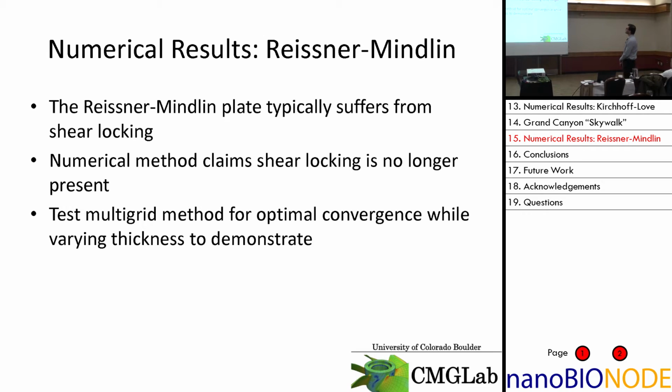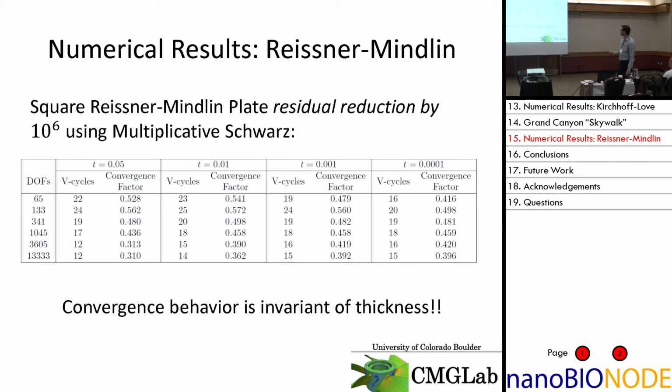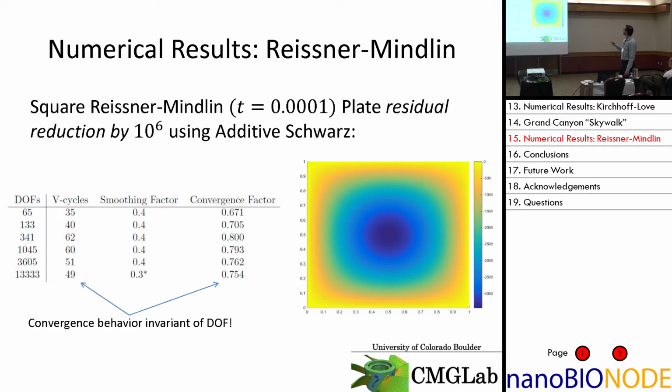So now for Reissner-Mindlin, this is the tricky one because it suffers from shear locking. The numerical method that we presented claims that that's no longer a problem. So we just want to show that as we vary thickness, it converges. Here's a big table. Each one of these sections is thinner and thinner. Right here is a very thin plate, and you can see pretty much across the board we have very consistent convergence factors and number of V cycles required. And that was using multiplicative Schwartz.